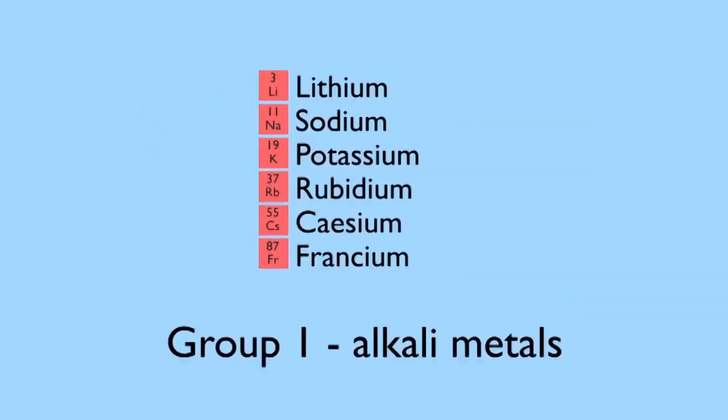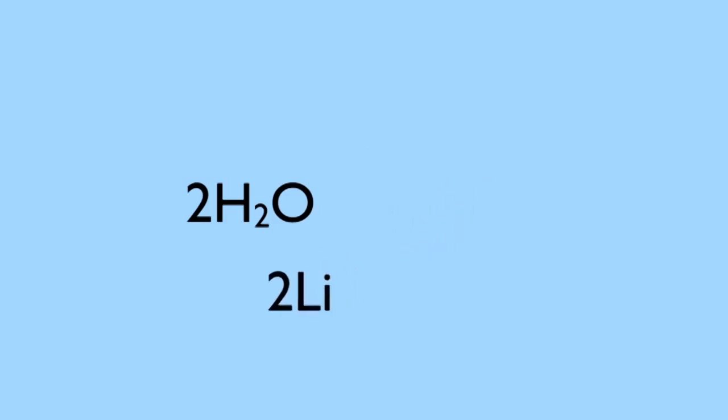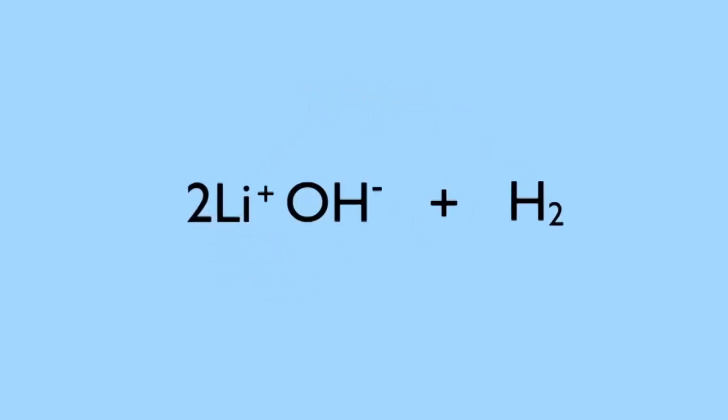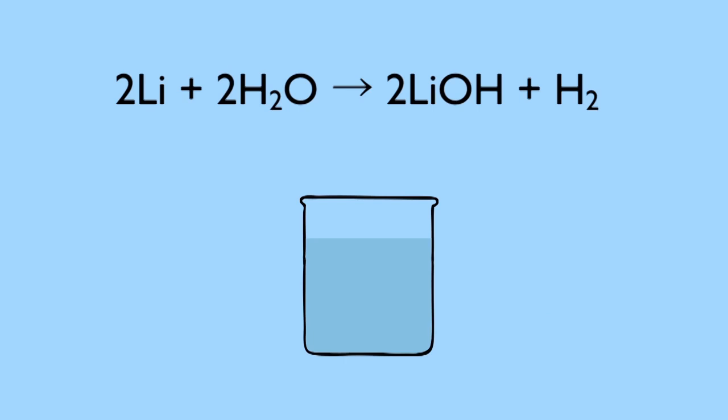Group 1, the alkali metals, all react vigorously with cold water. The metal atom displaces hydrogen from the water molecule to form a metal hydroxide and hydrogen gas. Here's the reaction occurring with lithium metal in a beaker of water.